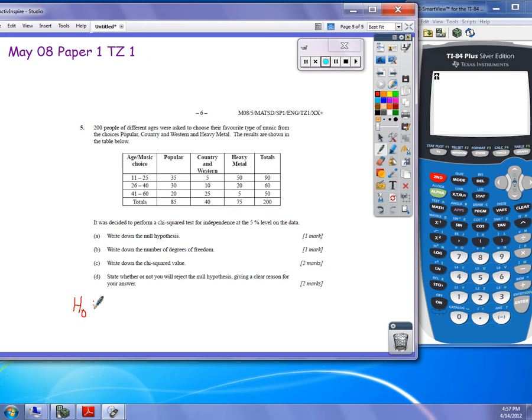H naught, or the null hypothesis, is that age and music choice are independent. Don't write down "the two variables are independent." Be specific and say what the two variables are. Age and music choice are independent.